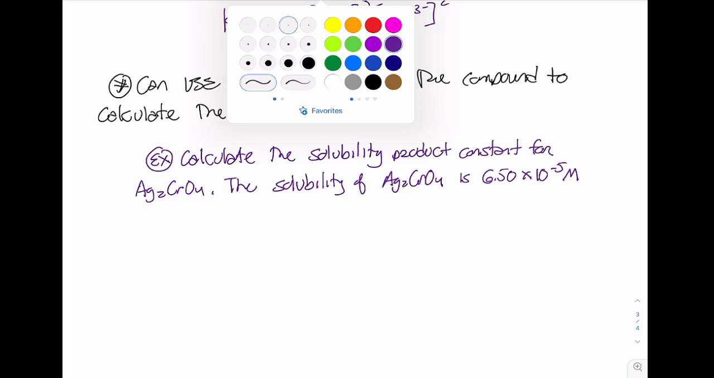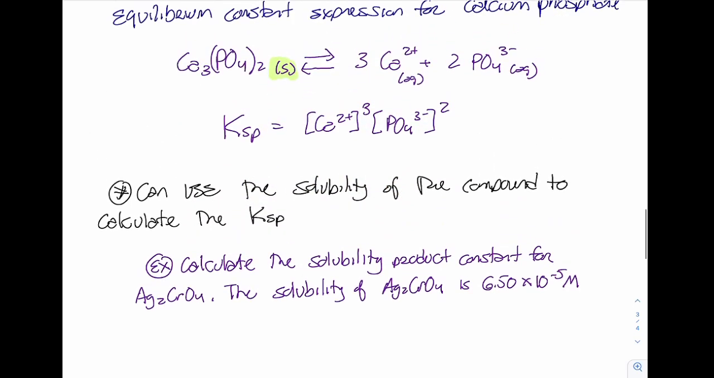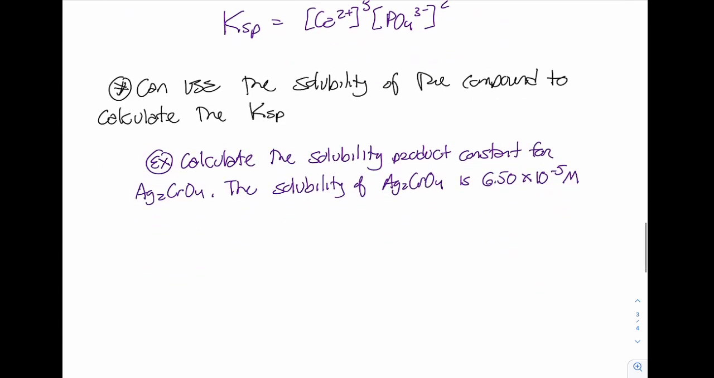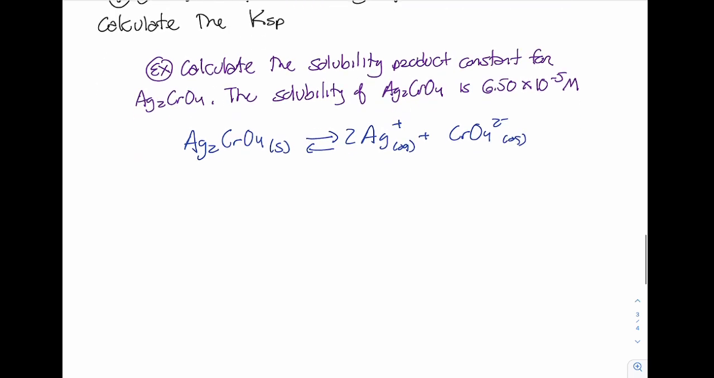And we're going to start this problem just like what we were doing up above. I'm going to write my balanced equilibrium reaction equation, and then I'm going to set up my expression. And use a different color just so it sticks out a little bit. So using our solubility rules, this is solid. And it's going to separate into 2 silver ions and 1 chromate ion. And I'm going to leave a little bit of space here, so I'm just going to go down a little bit.